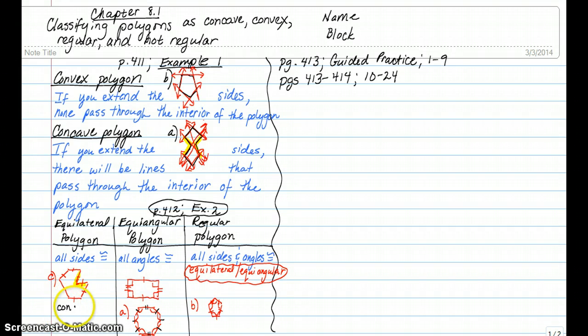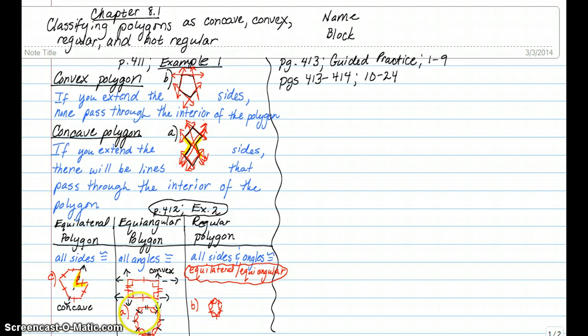So this one is concave. And if I were to extend that line, you would see that it went through the inside of that polygon. Now I go to the rectangle, and that one's convex, because if I were to extend these lines, any of them, you would see that it never passes through the inside of the polygon.